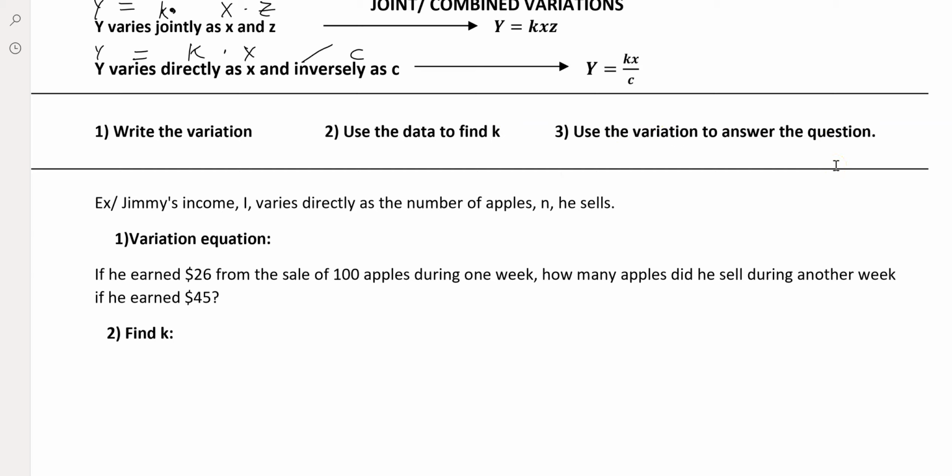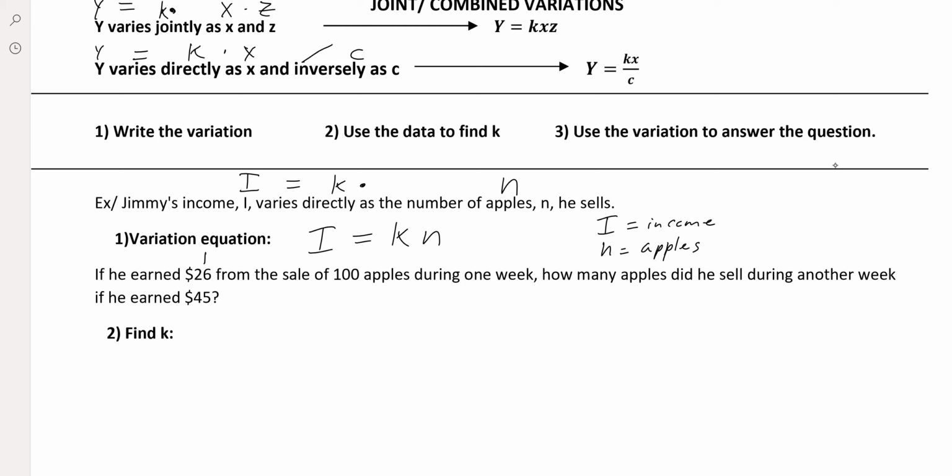So Jimmy's income I varies directly, so directly means we multiply, as the number of apples he sells, n. And so our variation equation would be I equals kn. And now we need to find k. What they'll do is give you some sort of relationship that you can use. So we want to first start and write out what everything is. I is the income. N is the apples. And we're not going to write what k is because we know it's the constant. It's not going to change. We're trying to find it.